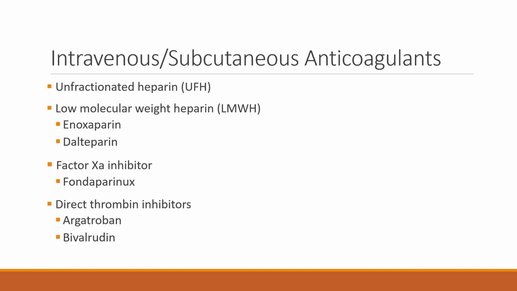Okay, so first we have the intravenous anticoagulants. We have unfractionated heparin or heparin, which is our run-of-the-mill heparin that we use for either subcutaneous or intravenous administration. We also have low molecular weight heparins, such as enoxaparin or Lovenox, which is our most commonly used low molecular weight heparin, and then dalteparin as well. We have a factor Xa inhibitor, fondaparinux, and then just for completeness sake, I included direct thrombin inhibitors, argatroban and bivalirudin, which you may see less frequently, obviously, in the outpatient setting for sure, and then less frequently in the hospital as well.